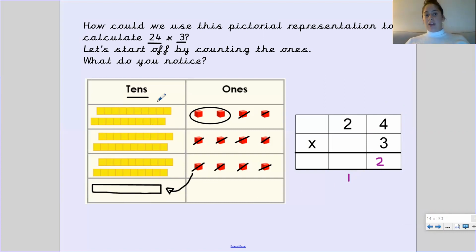Then I have now got 3 lots of 2, or 3 times 2, plus this extra ten that I have exchanged from the ones column. So what is 3 times 2? 2, 4, 6, plus the 1 that I've exchanged from the ones column, 7. And I'm going to write that in the tens column. So 24 times 3 equals 72.